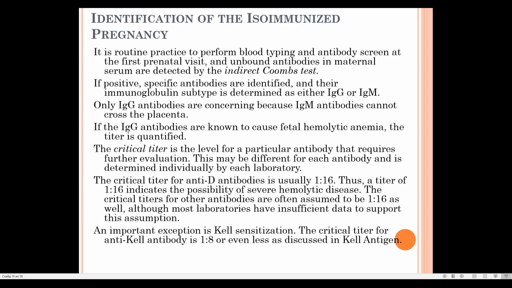The critical titers for other antibodies are often assumed to be 1 to 16 as well, although most laboratories have insufficient data to support this assumption. An important exception is Kell sensitization. The critical titer for anti-Kell antibody is 1 to 8 or even less, as discussed in Kell antigen.